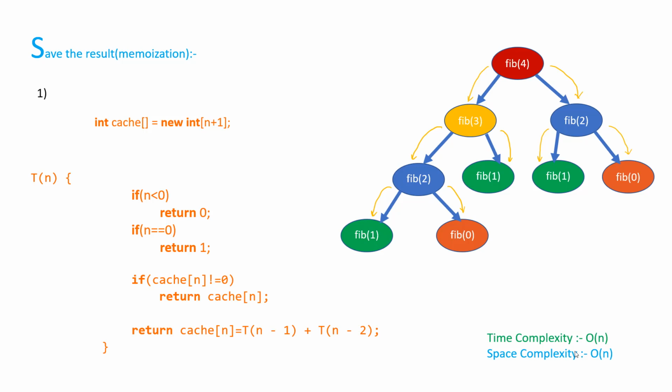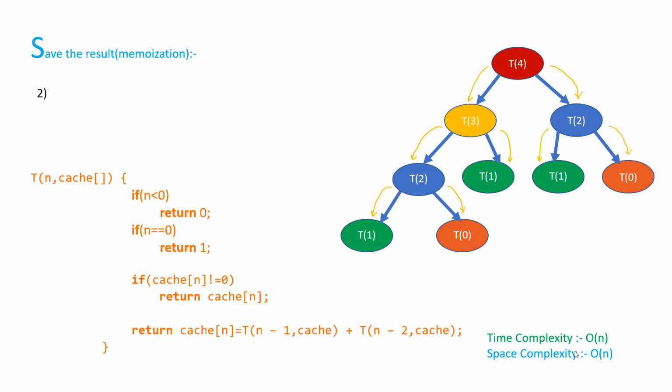If you don't want to initialize your cache on a global level, you can pass it as a method argument, which will look something like this. So here it's the same thing, guys, we are just passing the cache as a second argument, and the rest of all the things are the same.